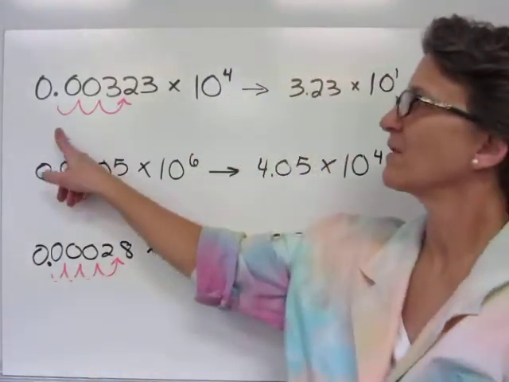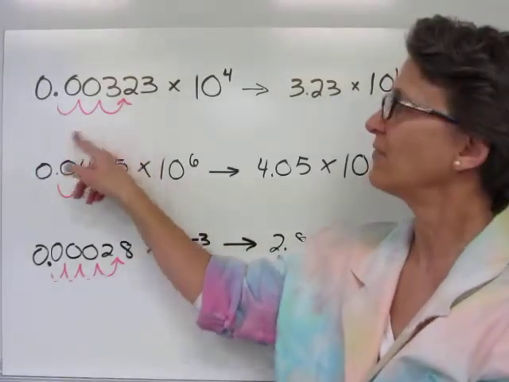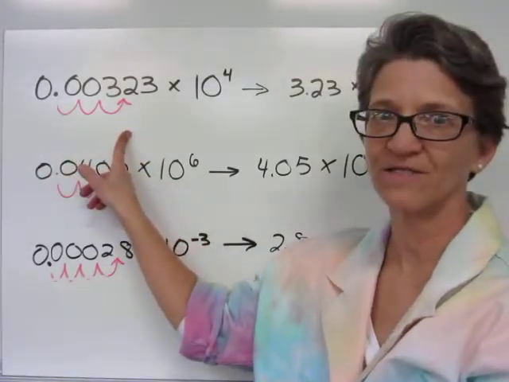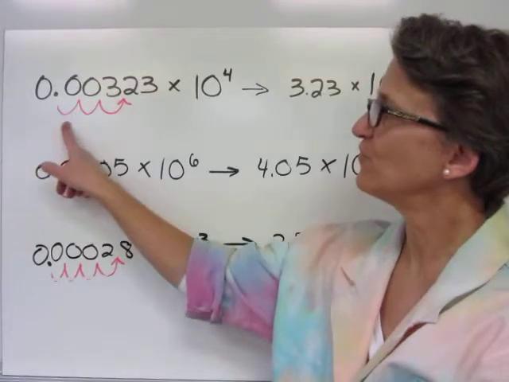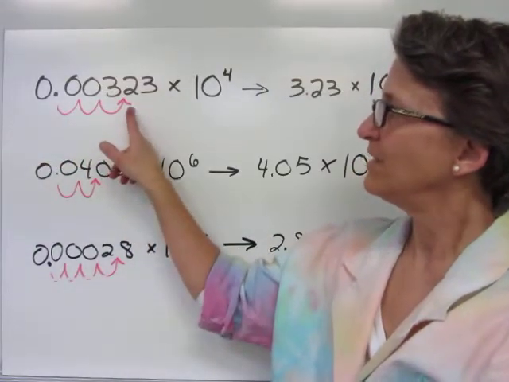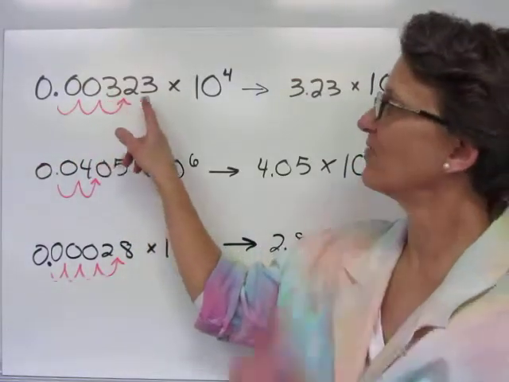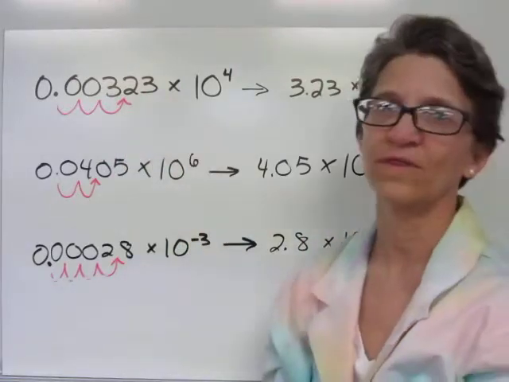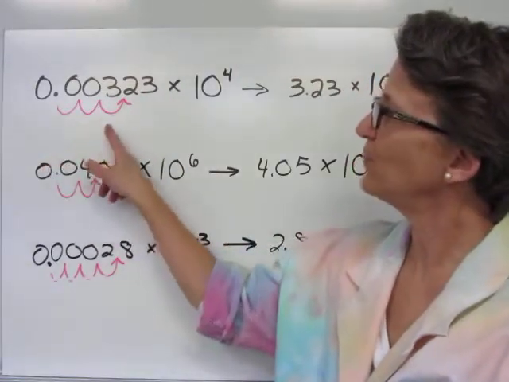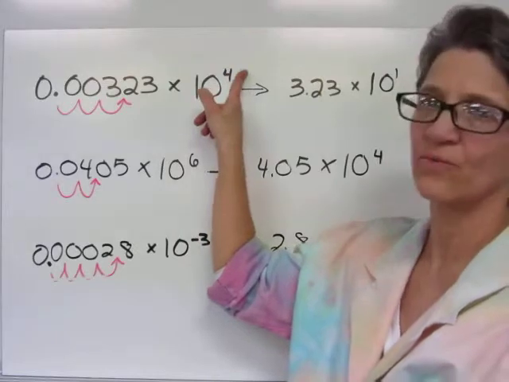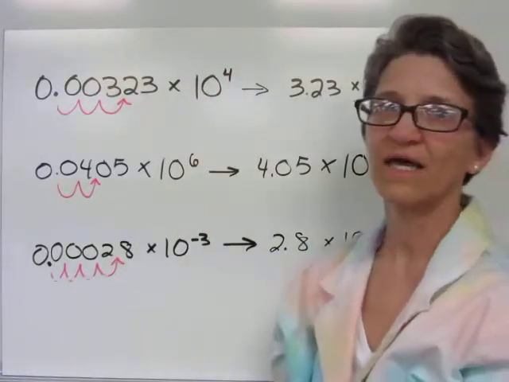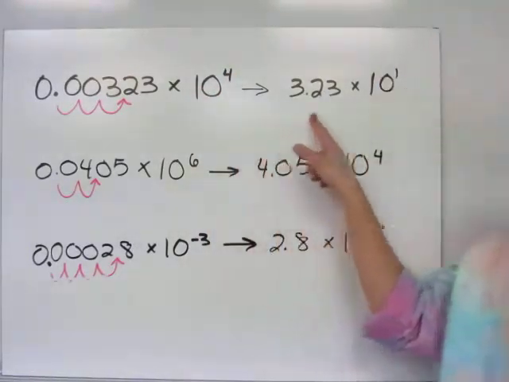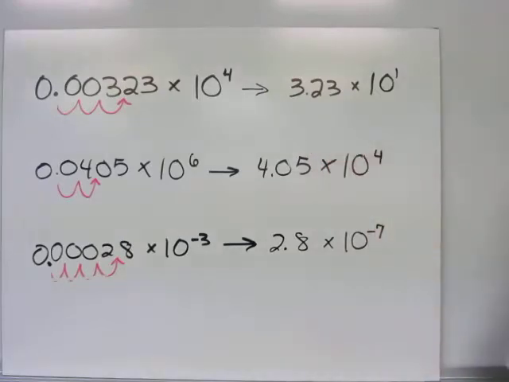This time, we have some small numbers, and we need to change them to the proper scientific notation. I'm going to move our decimal point so that the 3 is just in front of it, and I have times 10 to the fourth. So I'm going 1, 2, 3. We need to subtract 3 from my exponent. My final number in proper scientific notation, 3.23 times 10 to the first.